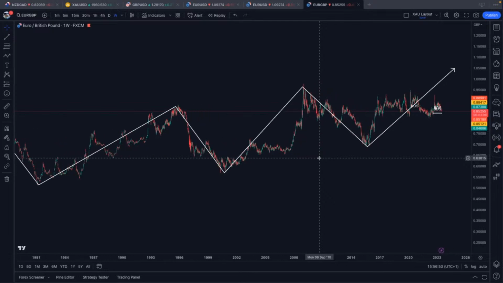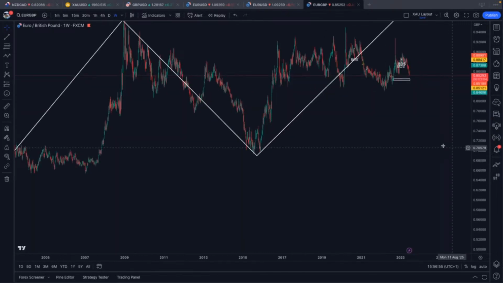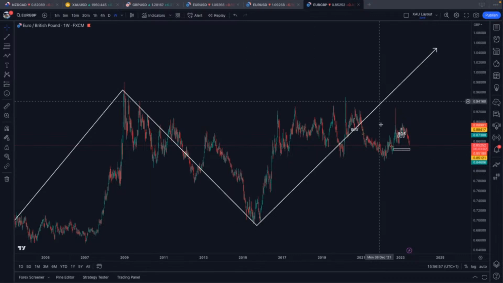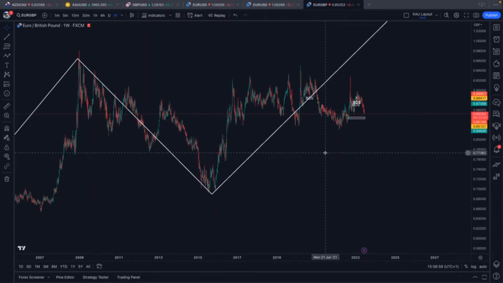So now that I understand this, what I like to do is then zoom in to the most recent impulse and correction, or correction and impulse, should I say, in this way.